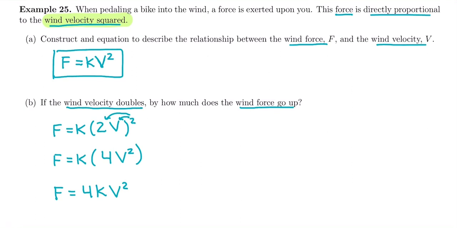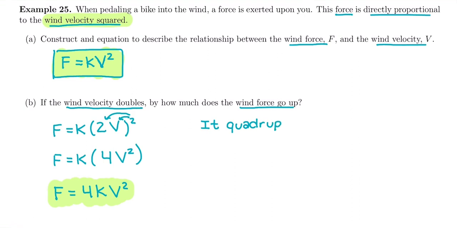So the question is, what's the difference between the initial equation with a regular V in it and the equation we get when we double that wind velocity? We did 2 V's and we squared it. So we went from KV squared to 4KV squared. So what happens? How much does the wind force go up? It quadruples.